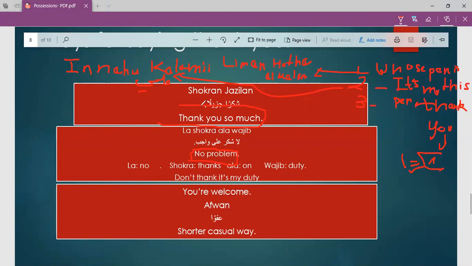So the first way of saying thank you is شكرا جزيلا, thank you so much. In order to be more formal, you say no, don't thank me, it's my duty, la shukra ala wajib. Or if you want to be a little bit shorter and casual, you can say you're welcome. So you can answer in two ways, either in a formal way, la shukra ala wajib, or in a shorter, casual way with afwan. Okay, I think this lesson is very, very easy. It's not hard at all.